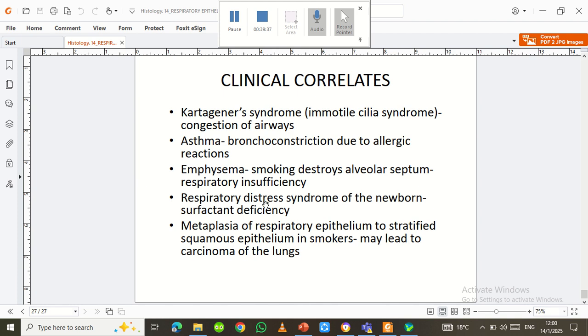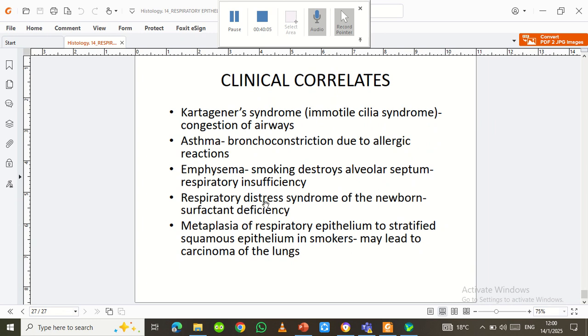You can have asthma, you can have emphysema, which is a loss of your lung tissue because your lung tissue can be damaged by smoke, especially in cigarette smokers. They can have a loss of lung tissue, which is emphysema. You can have a respiratory distress syndrome that is due to insufficiency of your surfactant.